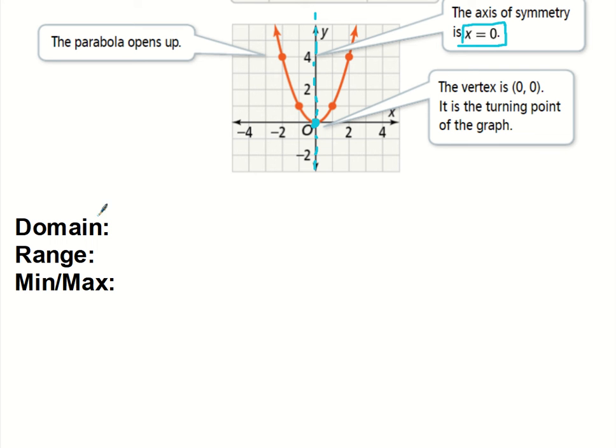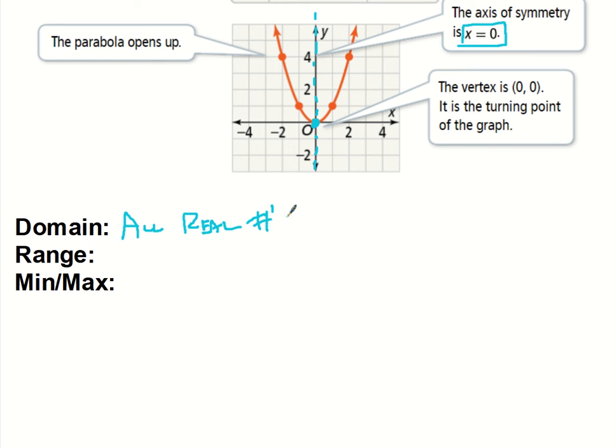Domain is all the possible x values of the graph. Well, I could go forever to the left and forever to the right on here. I can pick any value for x and plug it into this graph. Because of that, the domain of the parent function is all real numbers.